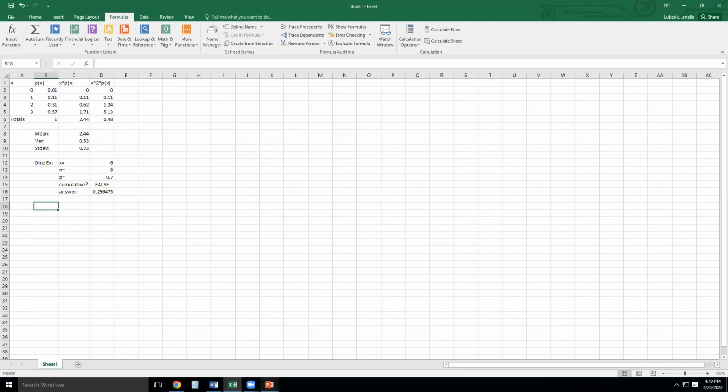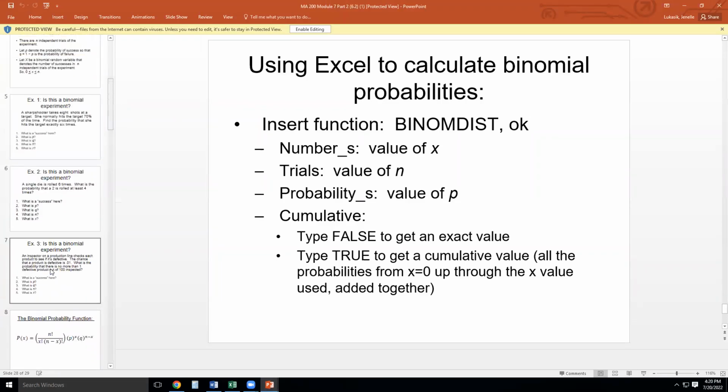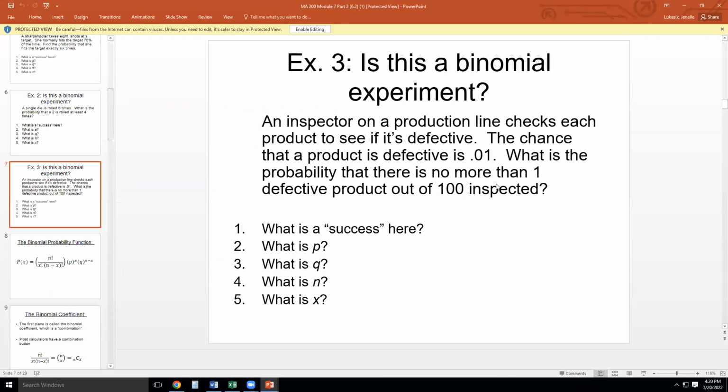Another thing you might have to do is, I'm going to go to what I have labeled as the third example here. I'm going to show you how you can use that cumulative. So let's look at this example. We're checking for defective products and the chance that a product is defective is 0.01. What's the probability that there is no more than one defective product out of 100 inspected?